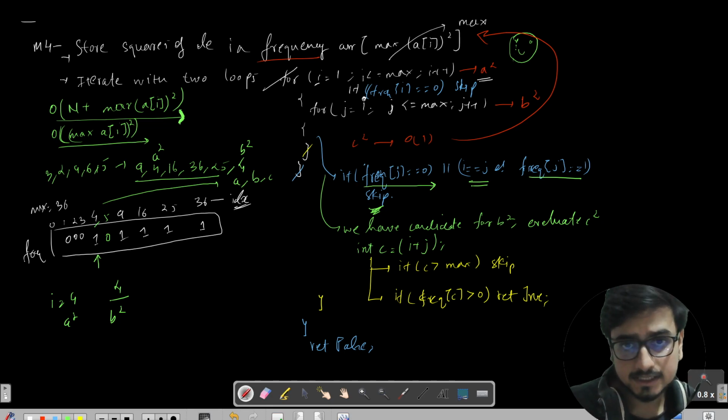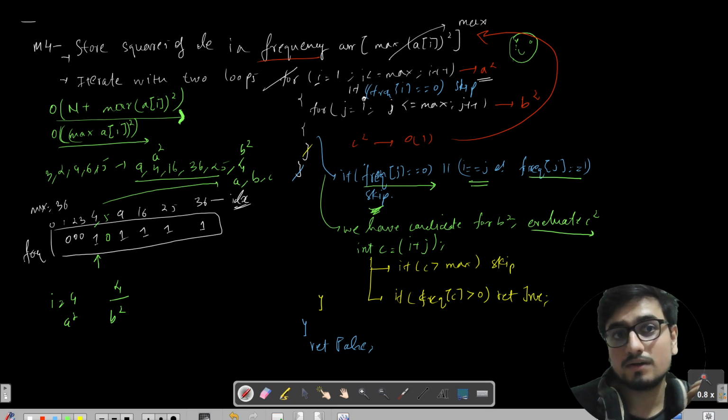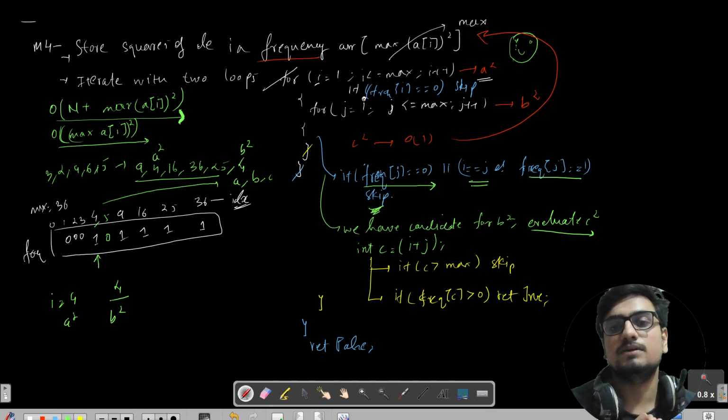Now for the rest of the cases, definitely we have a candidate for b square as well. So that's what I have written. We have a candidate for b square. We need to evaluate the c square now. C square is nothing but I plus j. Why I plus j? Because the index, if you remember, the index itself was the square of the given elements, right? So if you sum the indices, definitely you will be getting the c square. So I have just written int c equals I plus j. Now what I need to check is whether c is present in my frequency array or not, right?